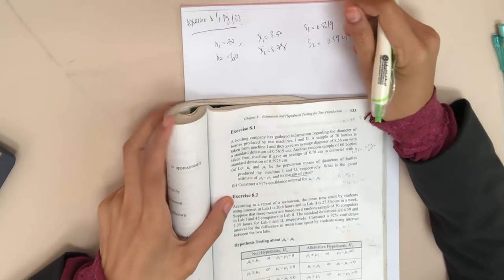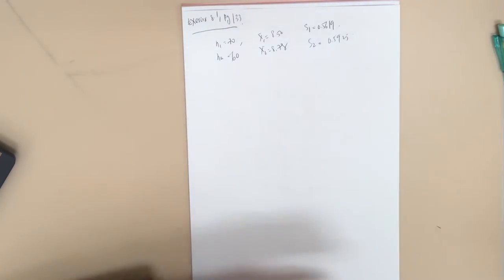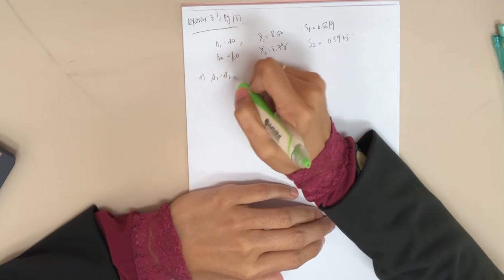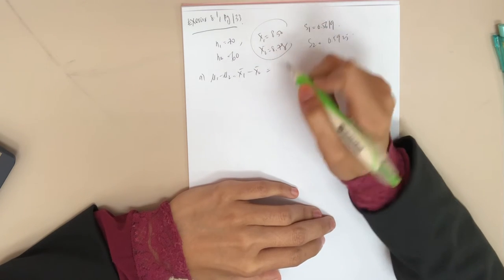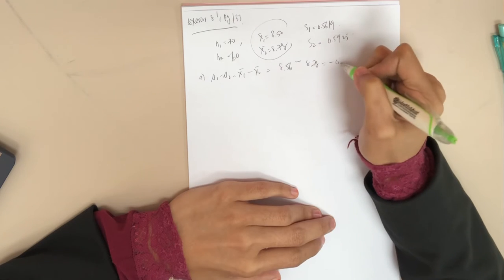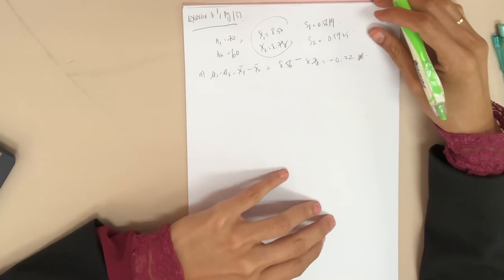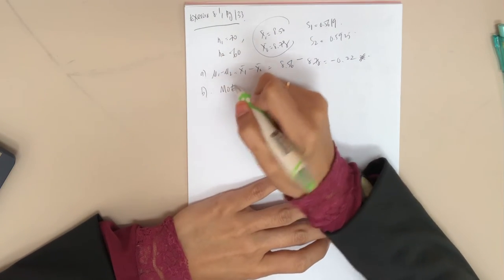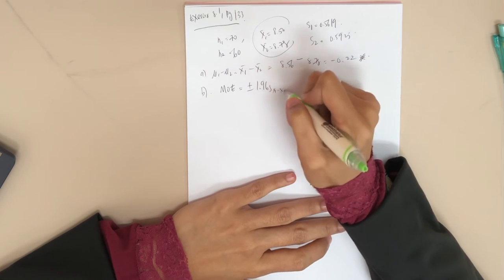So the question asks you to find the point estimate, and also the margin of error. So for the point estimate, you do the same thing like the previous example, which is x1 bar minus x2 bar. So 8.56 minus 8.78, therefore you get negative 0.22. Then for B, MOE, margin of error is equal to plus minus 1.96 as x1 bar minus x2 bar.